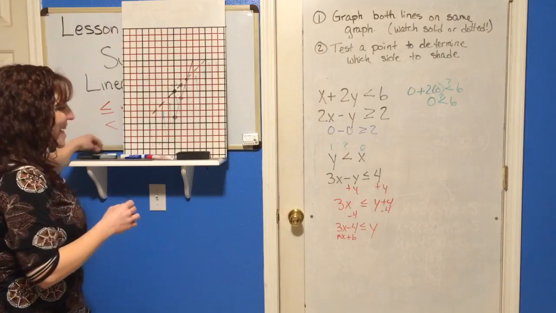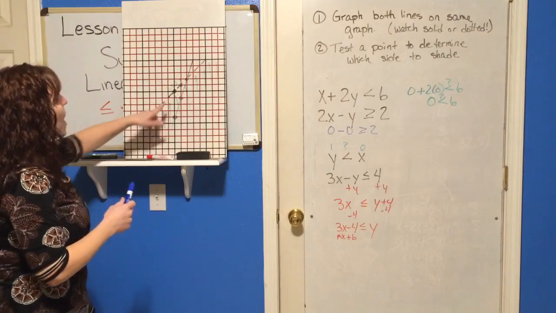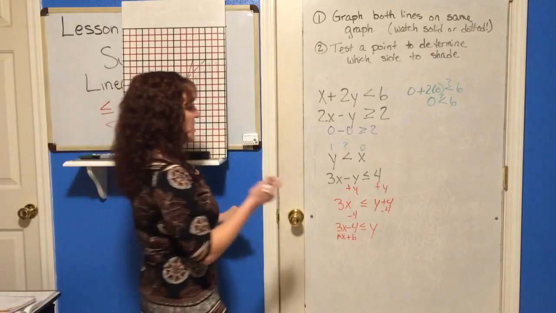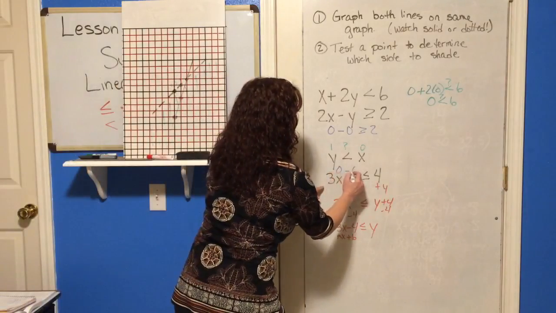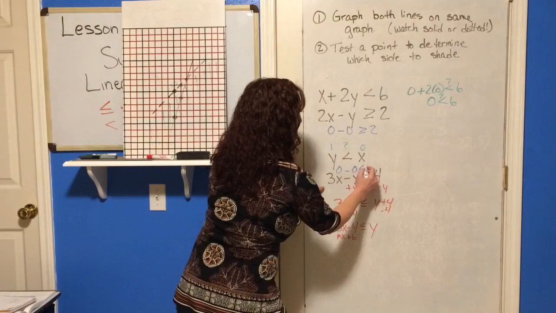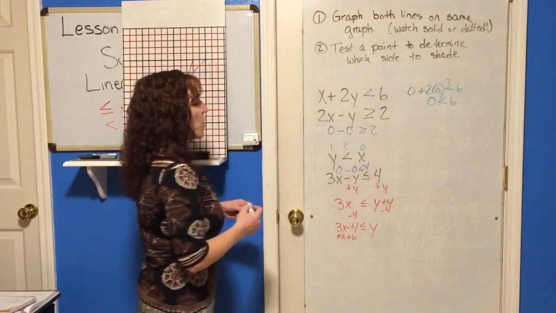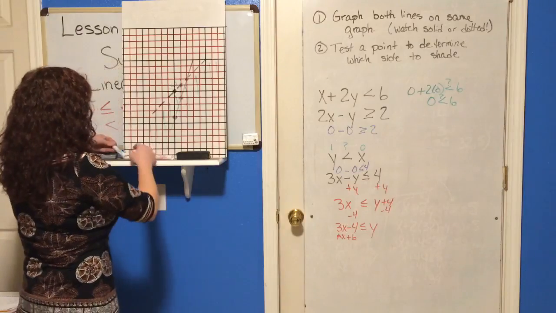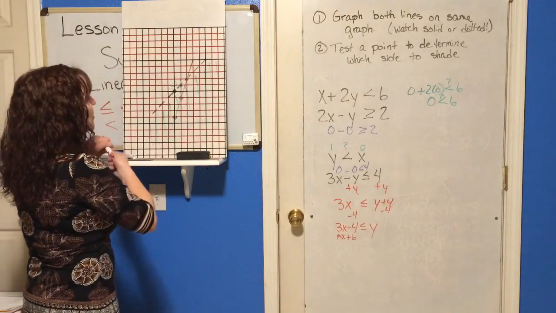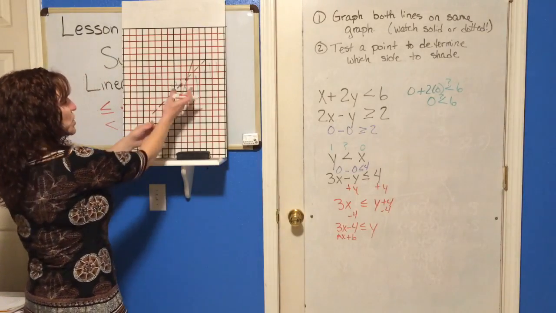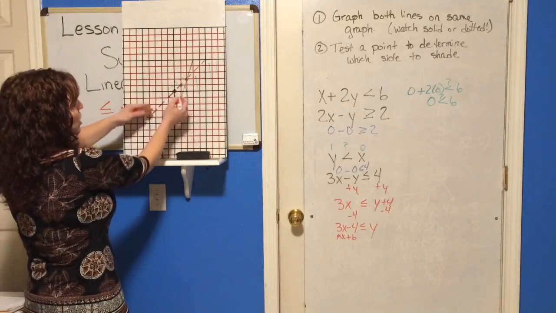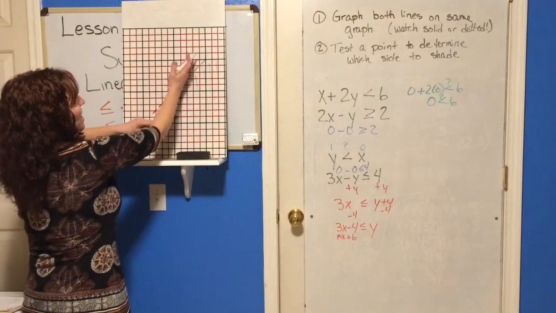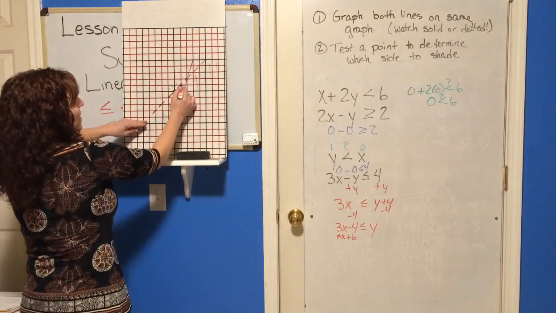Now we're going to look at the second line. And that one I can put in 0, 0. That makes my life easier. So 0 minus 0 is 0, and is 0 minus 0 less than or equal to 4? 0 is less than 4. So I'm going to shade everything above this line. So it's on this side. It's everything here on this side.